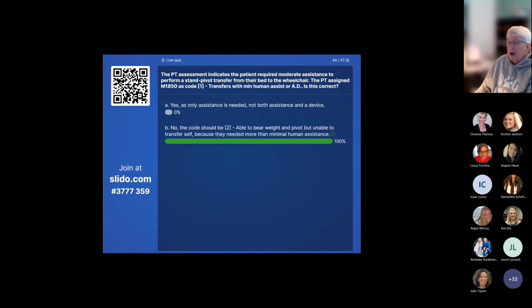But yes, it's that moderate assistance, right? That's what got you. Like, nope, can't do that. Moderate assistance cannot be a 1.